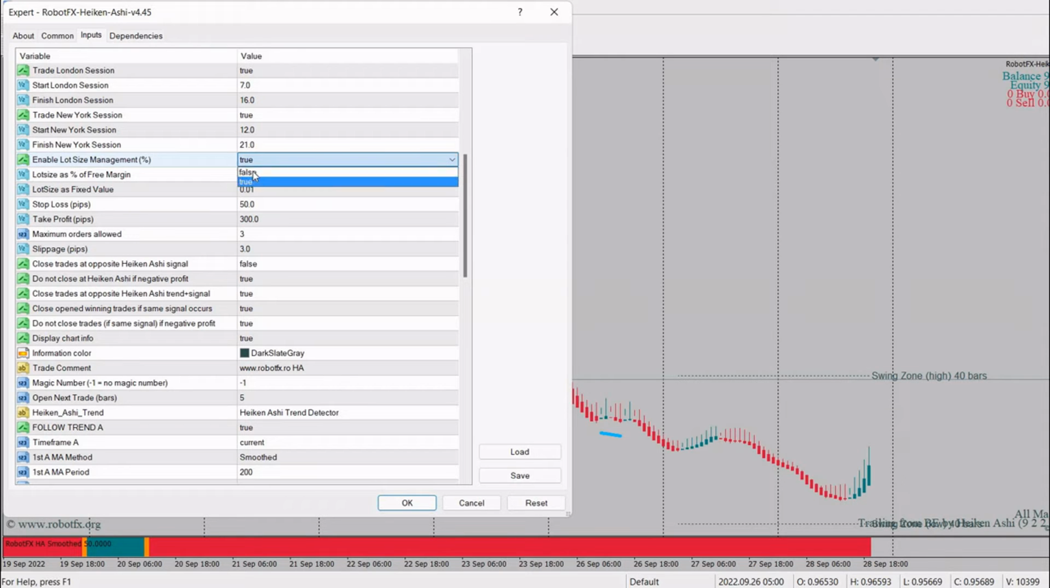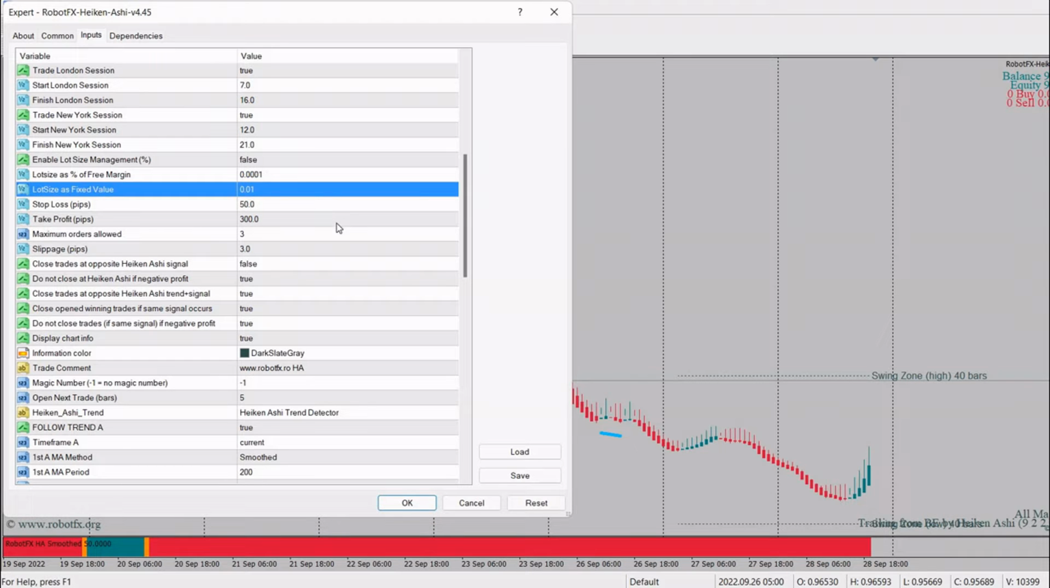Now, if you don't want that, just set it to false, and the SpotAdvisor will use the lot size to open trades that you will enter right here underneath lot size as fixed value. In this example, 0.01, in dollars or euros or whatever your account is in.